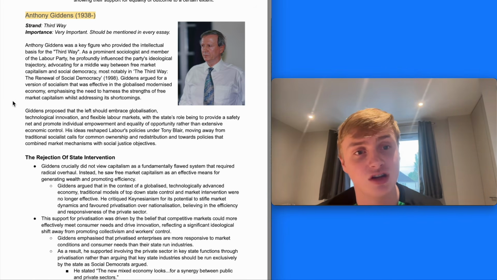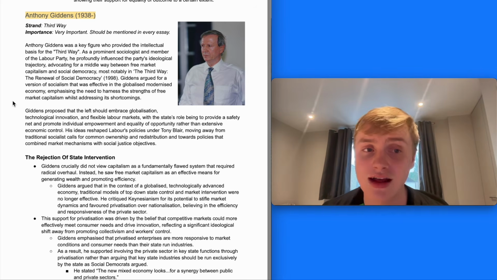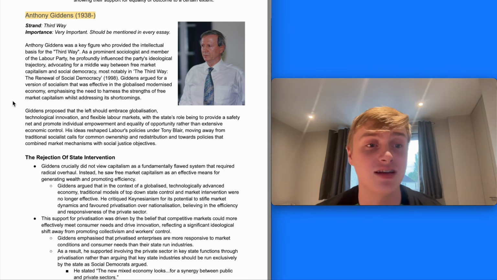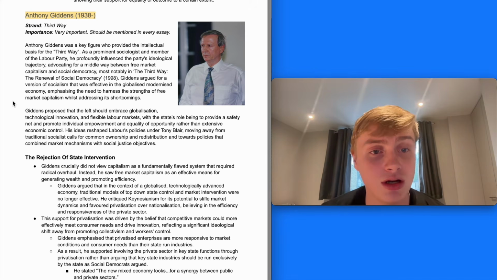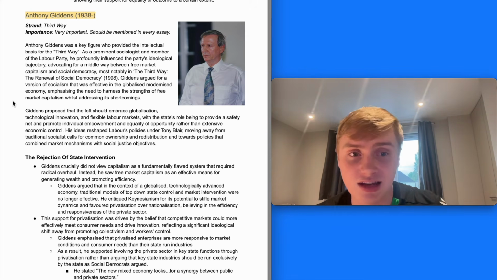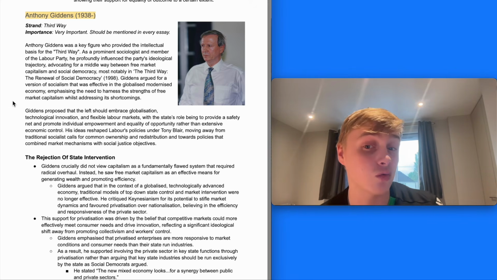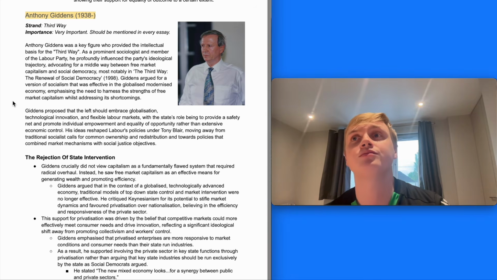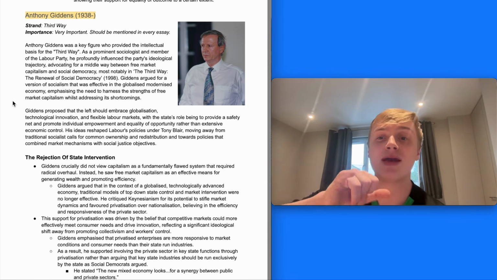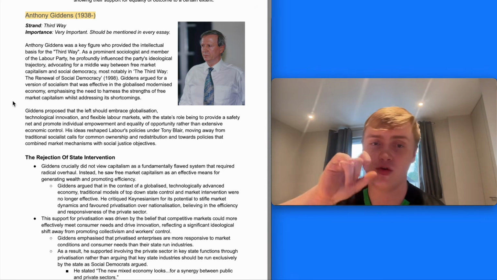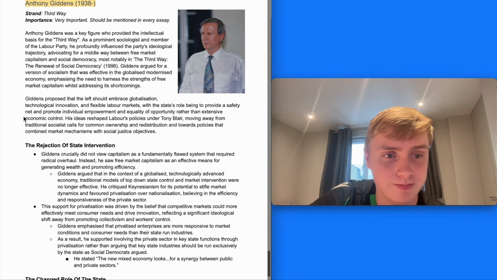So he proposed that the left should embrace globalisation, technological innovation, and flexible labour markets, with the state's role being to provide a safety net and promote individual empowerment and equality of opportunity rather than extensive economic control. And the reason it's called a third way is to go in between and find a way to combine social democracy and free market capitalism.